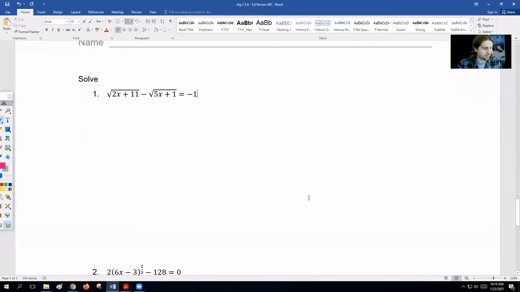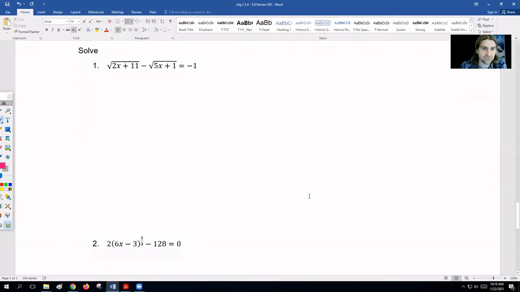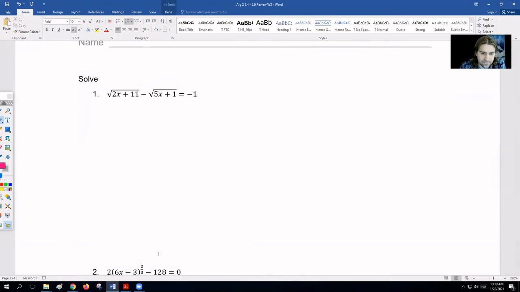Okay, let's do this next problem here. We're going to be solving the radicals, and when we have two radicals, it gets extra fun. The first thing we need to do is move one of the radicals over to the other side. So we get radical 2x plus 11 equals radical 5x plus 1 minus 1. We need to square to get rid of this radical, meaning we need to square the other side as well to keep it equal.